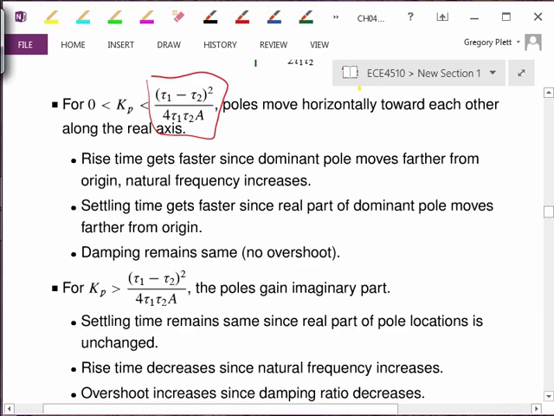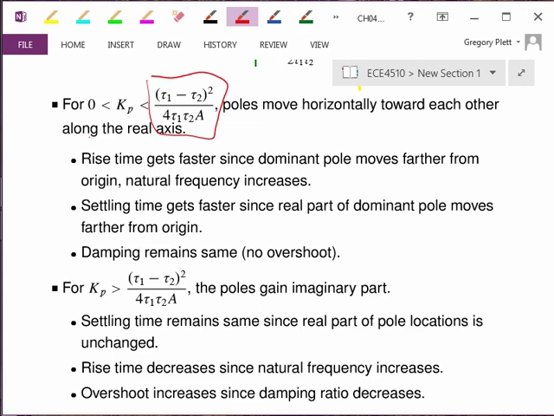So I think we've said this already, but I'll just summarize. If I have a value of Kp such that the poles are still on the real axis, the poles are moving horizontally toward each other, the rise time gets faster because the dominant pole is moving farther away from the origin, and omega n is increasing. Settling time gets faster since the real part moves farther from the origin, so the size of sigma is bigger. The damping remains the same because there was no overshoot to begin with. There's still no overshoot.